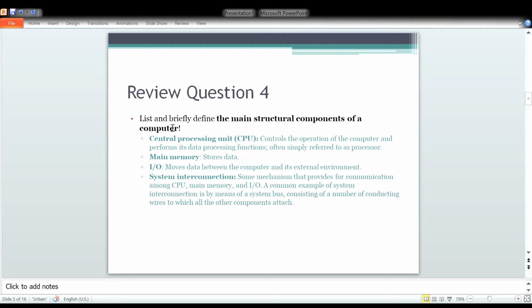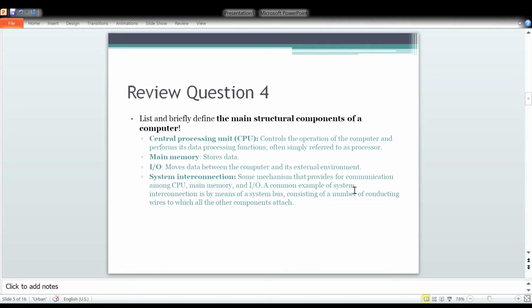Question number 4. List and briefly define the main structural components of a computer. Computer here has four main structures. The first one is the Central Processing Unit, or the CPU, often referred to as the processor, which controls the operation of the computer and performs its data processing function. Main memory, which is to store data. Input-output, which moves data between the computer and its external environment. And the fourth one is system interconnection, some mechanism that provides for communication among CPU, main memory, and I/O.